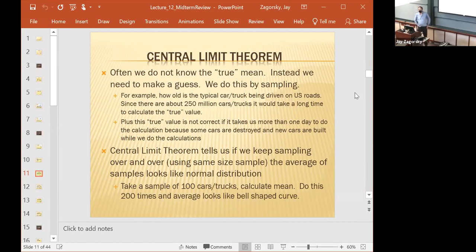What the central limit theorem tells us is if we keep sampling over and over again, we end up with a distribution where some averages tend to be on the high side, some tend to be on the low side, but most of the averages clump right around the true number. Let me say that again: central limit theorem. If we take averages over and over again, we end up with a bell-shaped curve. If I randomly grab 100 cars and figure out their age, sometimes that group of 100 will have a high average, sometimes a low average, and most will be around the true average. So we get a bell-shaped curve.